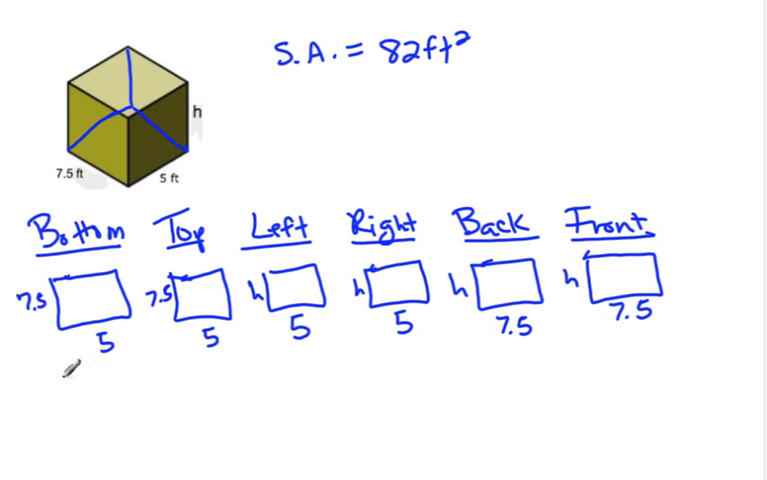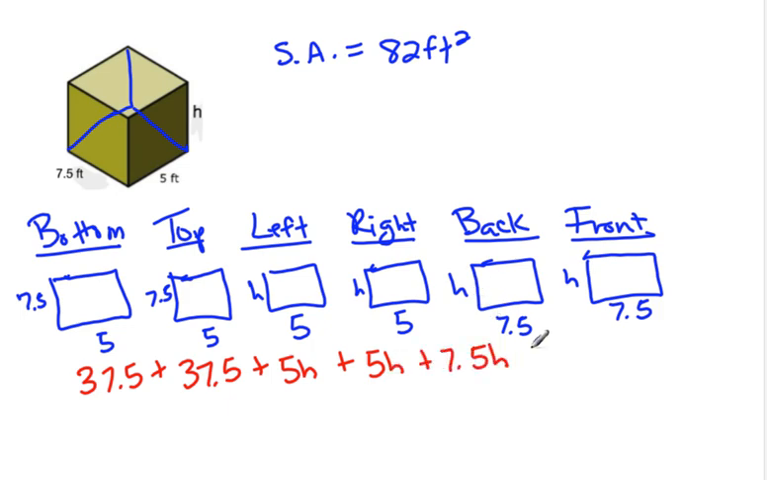$37.5. So that is, let me change the color. 37.5 plus, same thing, 37.5. Now with the area of a rectangle, it's just base times height. So 5 times h is 5h, plus 5 times h, which is 5h, plus 7.5 times h, which is 7.5h, plus 7.5 times h, which is 7.5h.